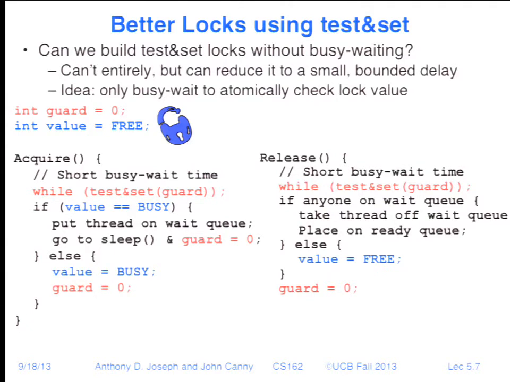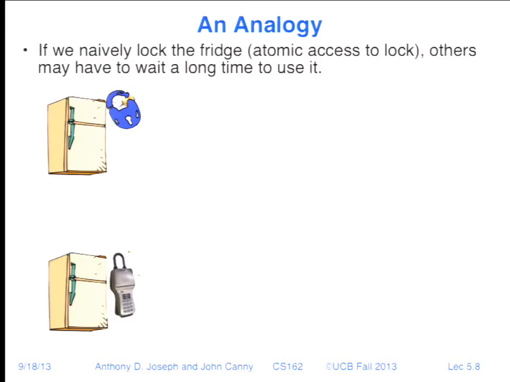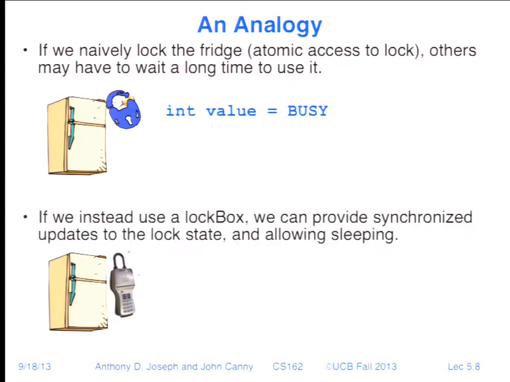I'm going to go ahead one slide and then revisit the questions in case you still have questions, because I had one slide that was sort of the analogy, which might help. Back to the fridge example from last time: if we naively lock the fridge, we might have to wait a long time. Somebody might have gone to get milk and be back who knows when, so in the meantime nobody has access to it. And in fact, if it's implemented with a simple test, it'll involve spinning.